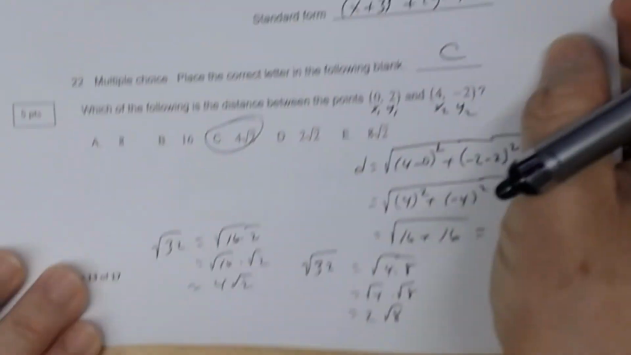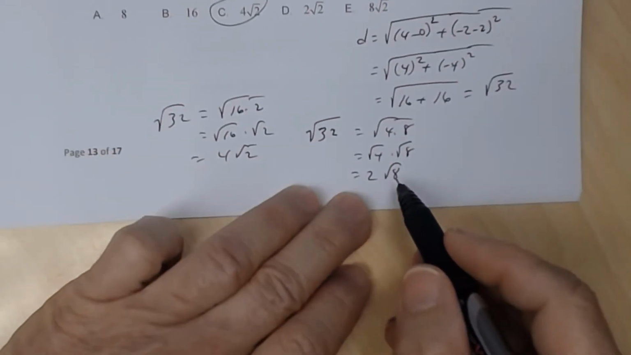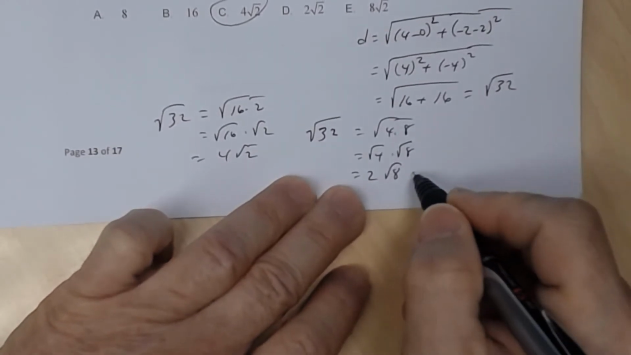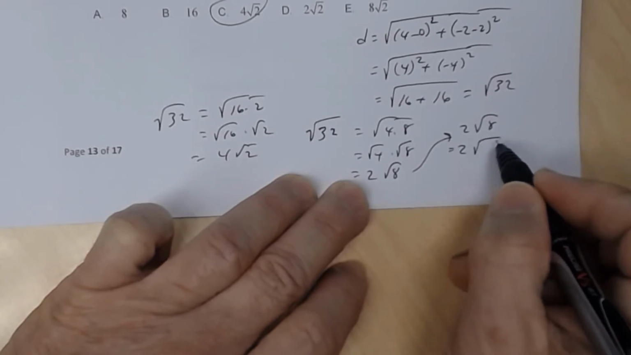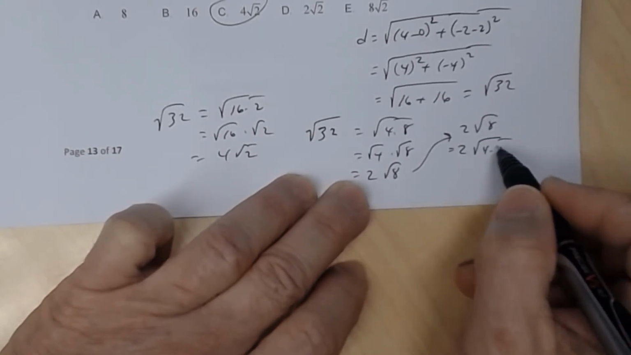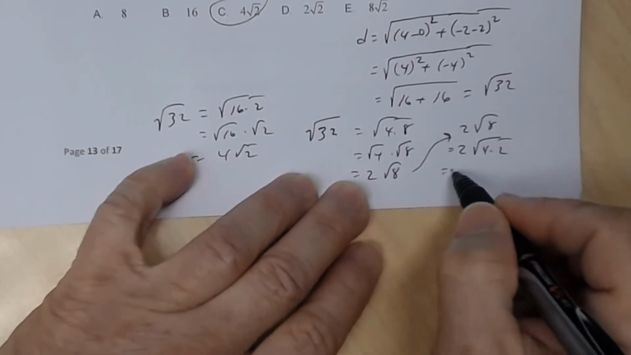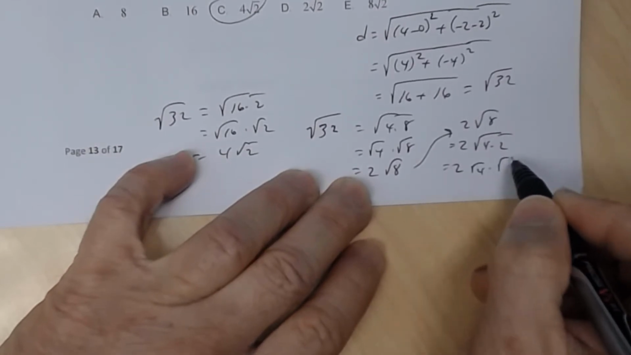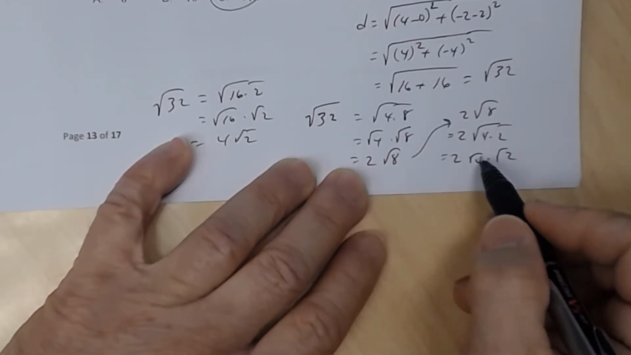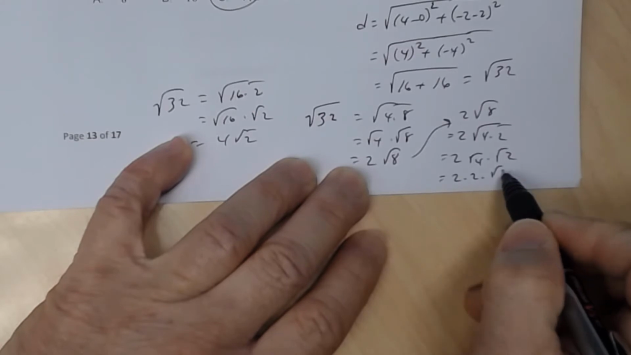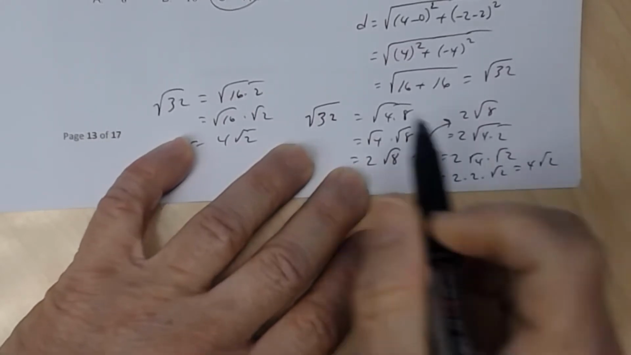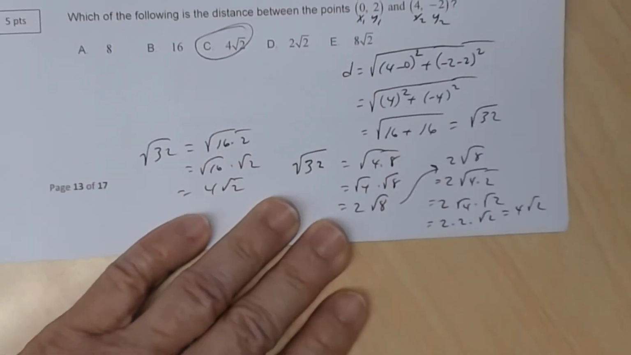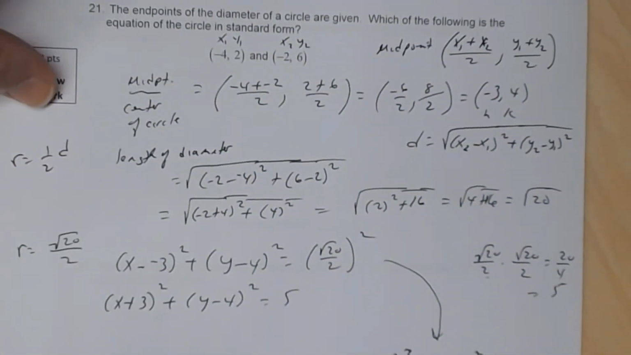Well, another perfect square that goes into 8 is 4. So I'm going to rewrite this here. So it becomes 2 times the square root of 4 times 2, because 4 times 2 is 8. And then it becomes 2 times the square root of 4 times the square root of 2. The square root of 4 is 2, so it'll be 2 times 2 times the square root of 2, so that's 4 square root of 2. 2 times 2 is 4. That's what that says. C. All right.